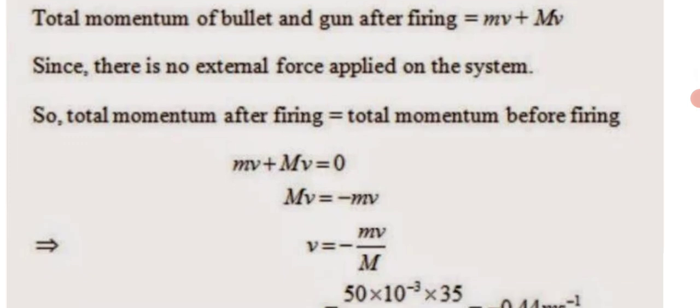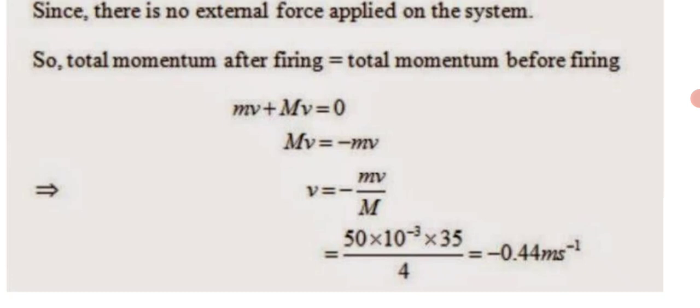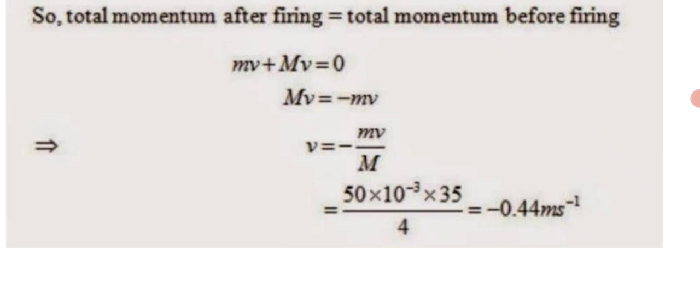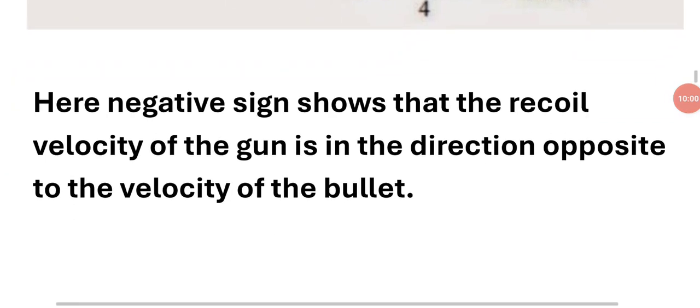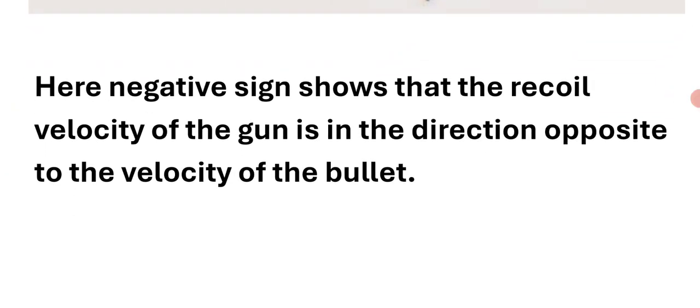small m v plus capital M V is equal to 0. Capital M V is equal to minus small m v. Capital V is equal to minus small m v divided by capital M. Filling all the values: 50 into 10 to the minus 3 into 35 divided by 4. On simplification, we get minus 0.44 meter per second. Here the negative sign shows that the recoil velocity of the gun is in the direction opposite to the velocity of the bullet.